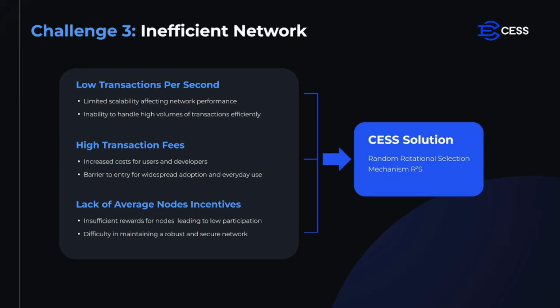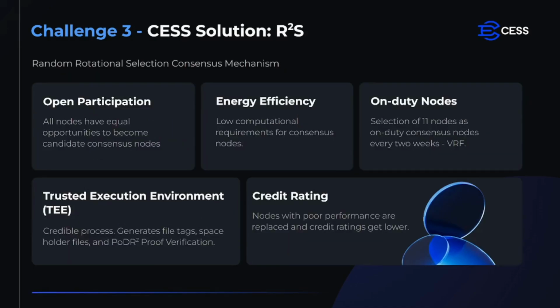To address these inefficiencies, CESS has developed a key technology called Random Rotational Selection Mechanism. The Random Rotational Selection, or R2S consensus protocol, is central to enhancing both scalability and efficiency within the CESS network. By streamlining transaction processing, R2S ensures that transactions are handled swiftly and securely, optimizing overall network performance.